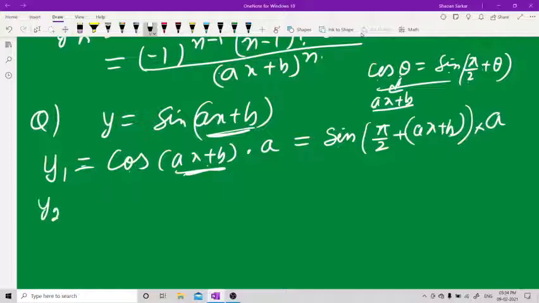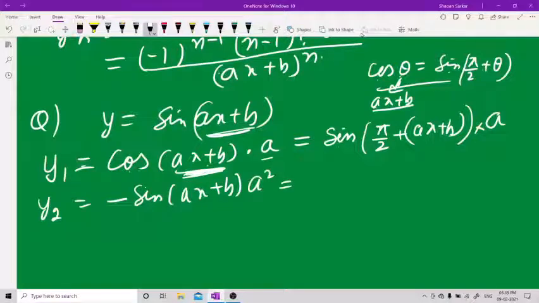Now differentiate this one. The derivative of cos is minus sine. Differentiate this again, and the a is here. You will get a squared, and this is the minus sign. Sine, you write 2 into pi by 2, that is pi. Let me write first: minus sine of ax plus b, and you have a squared.